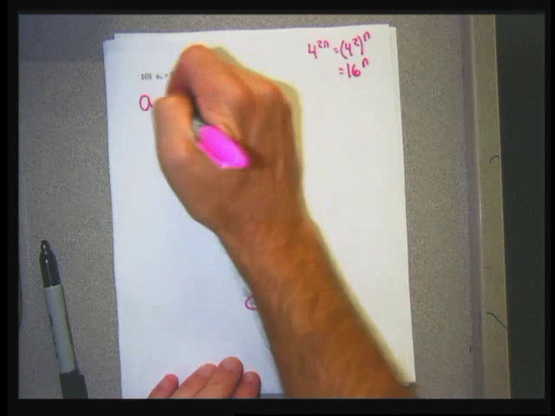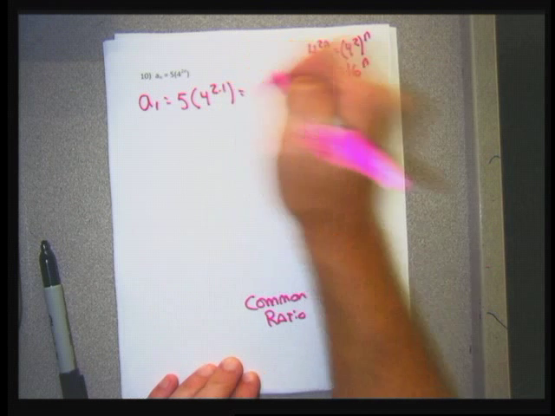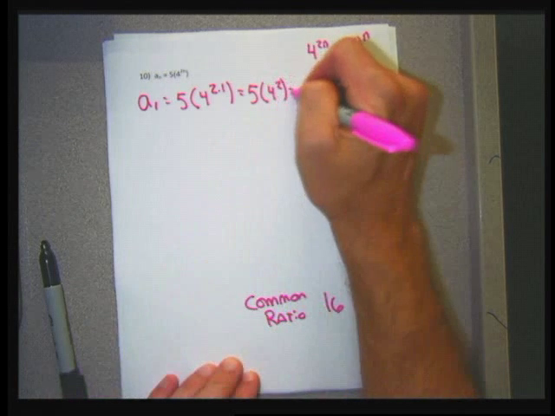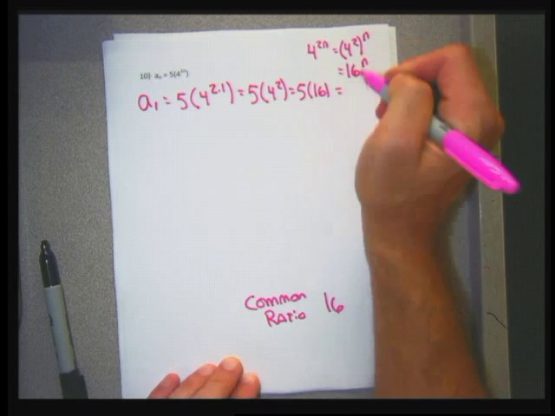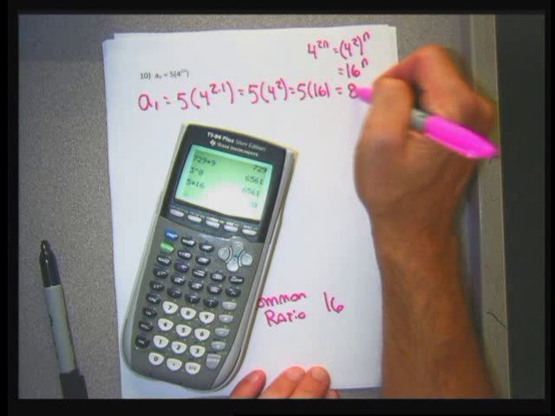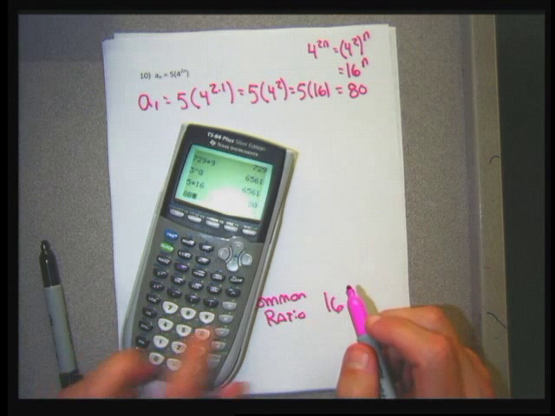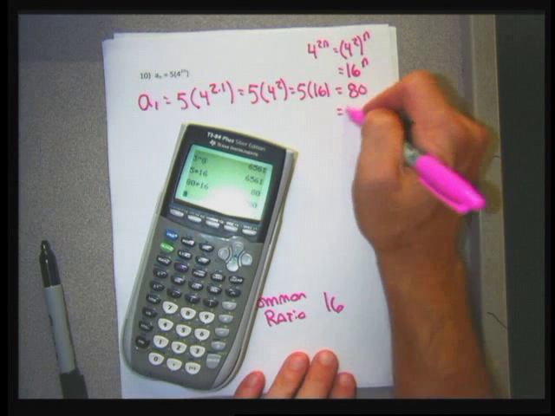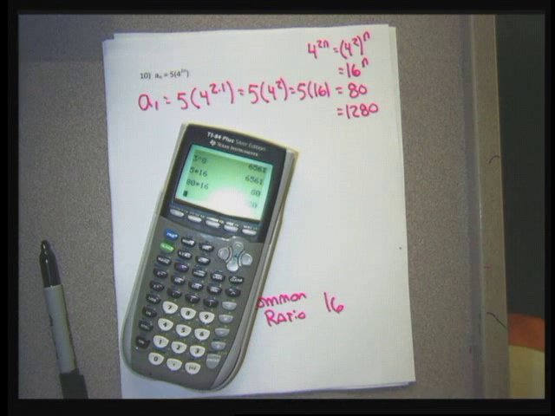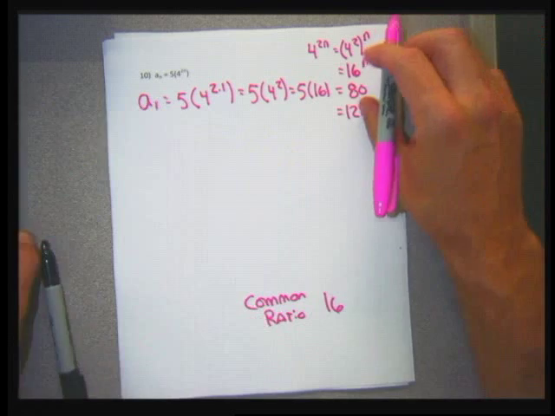I'm going to do a sub 1 equals 5 times 4 to the 2 times 1 power. That's going to be 5 times 4 squared. That's 5 times 16. And 5 times 16 I think is 80. And it is. The next term, if my common ratio is correct, I'm going to multiply 80 times 16. And 80 times 16 is 1,280. If the next term is 1,280, then I feel good about the common ratio being 16, because that's what 80 times 16 is. And so let me see if that actually works out.